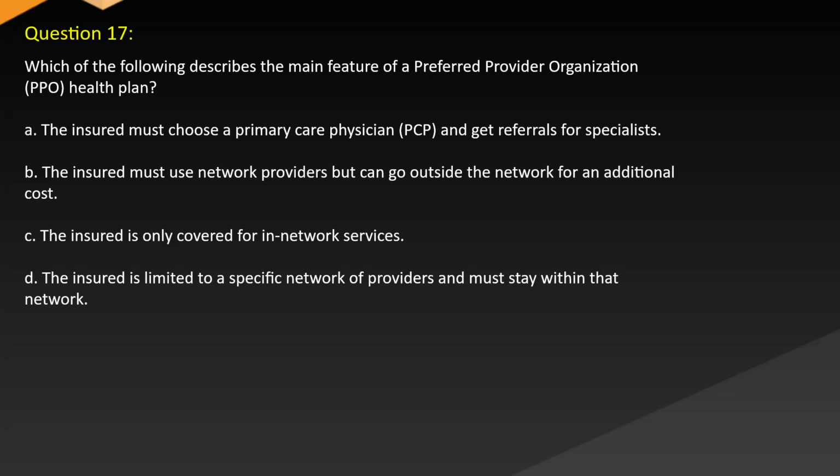Question 17. Which of the following describes the main feature of a preferred provider organization (PPO) health plan? A. The insured must choose a primary care physician (PCP) and get referrals for specialists. B. The insured must use network providers but can go outside the network for an additional cost. C. The insured is only covered for in-network services. D. The insured is limited to a specific network of providers and must stay within that network.